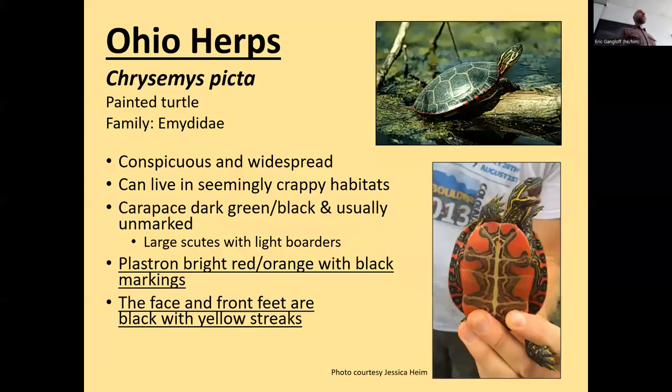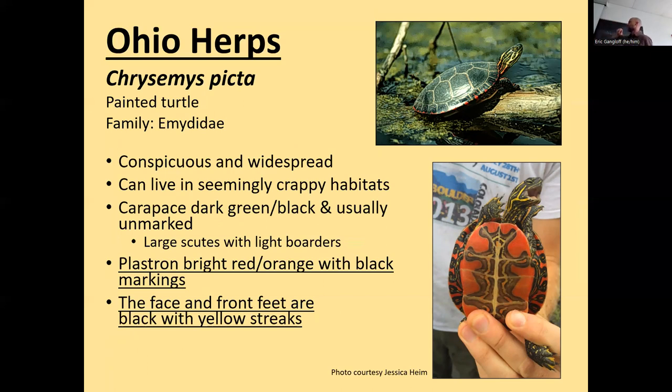So there's your brown snake. The other reptile we saw is the painted turtle, Chrysemys picta. This is in the family Emydidae. So this is the large family of freshwater turtles that includes a lot of pond and stream turtles, some of the most conspicuous ones that you can see out basking and stuff like that.